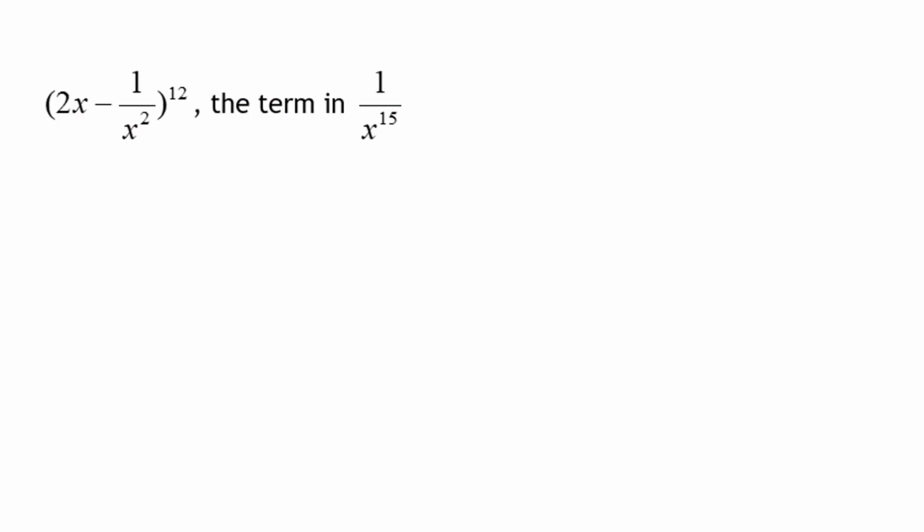Sometimes the questions could be in this way. You're given a binomial expansion and asked to find the term in 1 over x to the power 15. This is something like what we have done earlier, finding the term independent of x, which means finding the x to the power of 0 term. For this, we are finding the term x to the power of negative 15. How do we go about doing it? It's the same method as we've done earlier on.